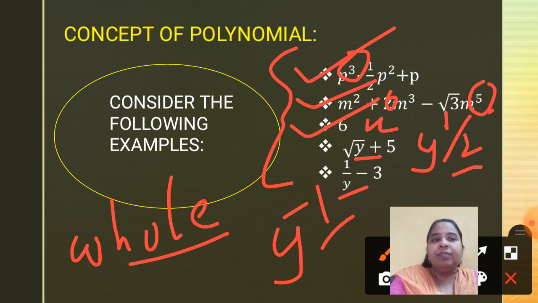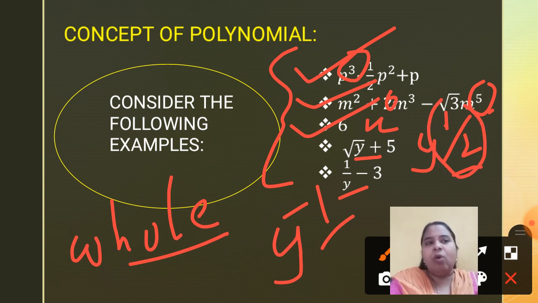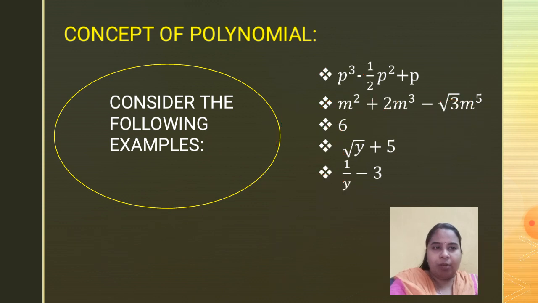Look at the next one. Square root of y, which can be written as y raised to 1 upon 2. Is this 1 upon 2 a whole number? No. Fractions are not whole numbers. Whole number starts from 0. But fractions are not whole numbers. So this is not a polynomial. Correct? Look at the last one. 1 upon y, which can be written as y raised to minus 1. Is minus 1 a whole number? No, because whole number starts from 0. This is a negative number. So it is not a polynomial.